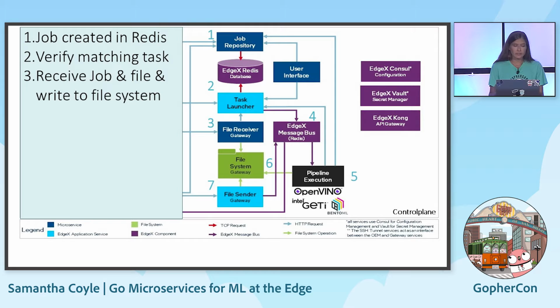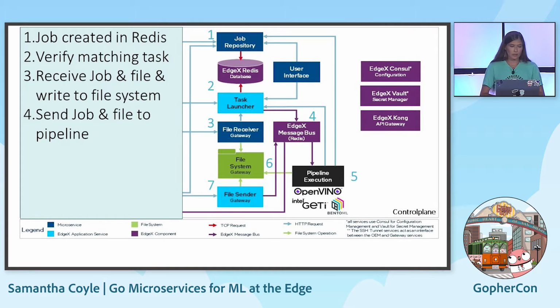We then will send over the job and file information from the data plane to the control plane and write that to the green, which is the file system. From there, we have step 4, where the task launcher is sending this information via the MQTT message bus off to pipeline execution. We have some pipeline processing occurring, again, that black box scenario.